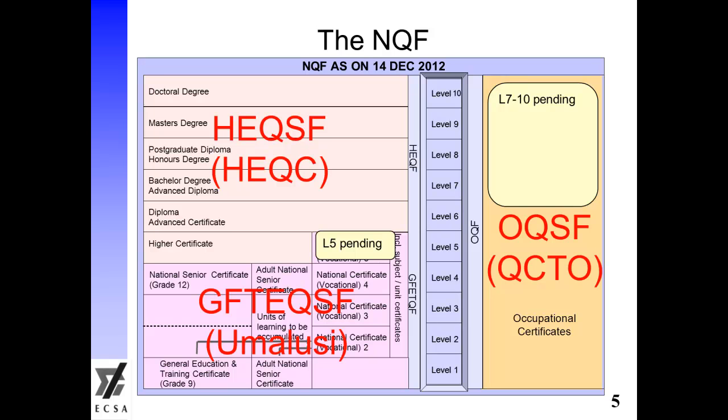The HEQSF spans levels 5 to 10, starting with the higher certificate at level 5 and terminating with the doctoral degree at level 10. South African universities and universities of technology are allowed to offer qualifications specified in the HEQSF.